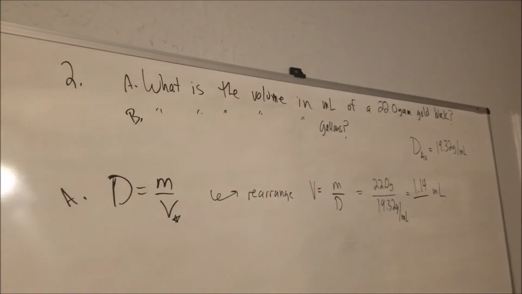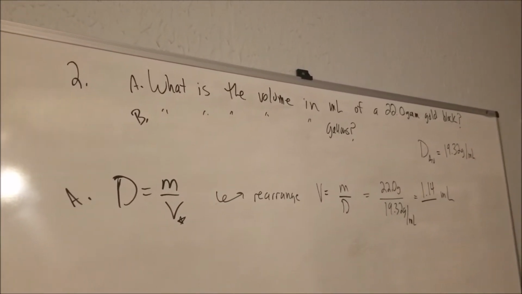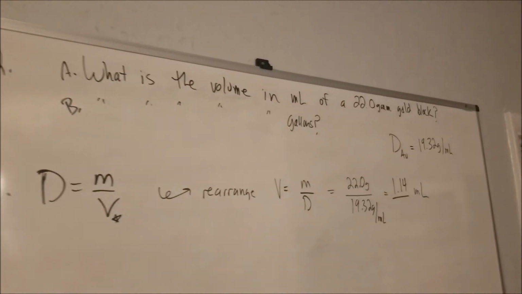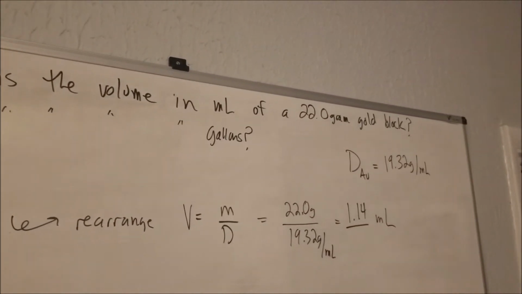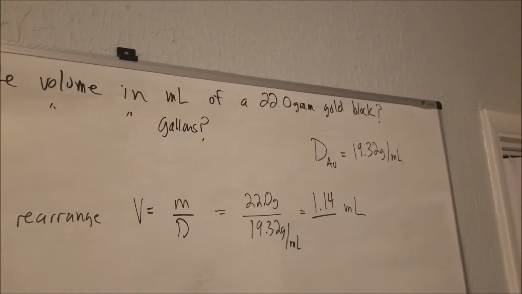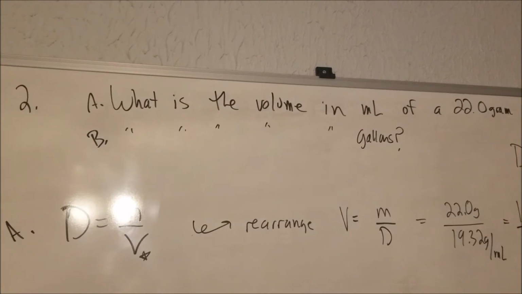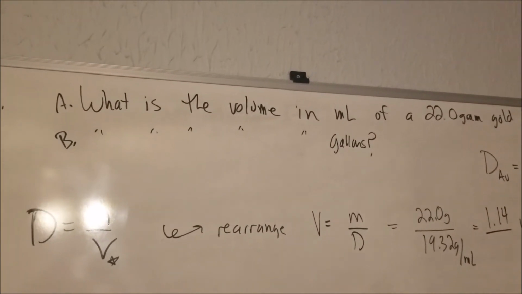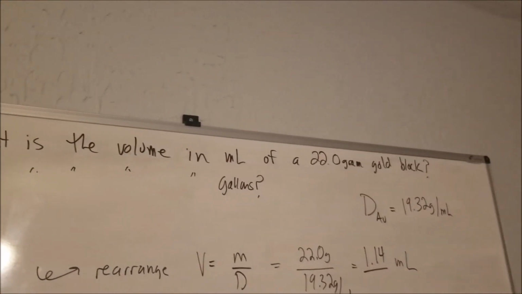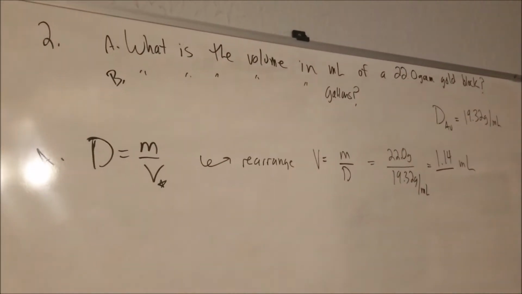Okay, everyone, for number two, the first part of the question says, what is the volume in milliliters of a 22-gram gold block? Gold has a density of 19.32 grams per milliliter. And what is the volume in gallons? So first we want to know the volume in milliliters of this little gold block, and then we want to know the volume in gallons for whatever reason.